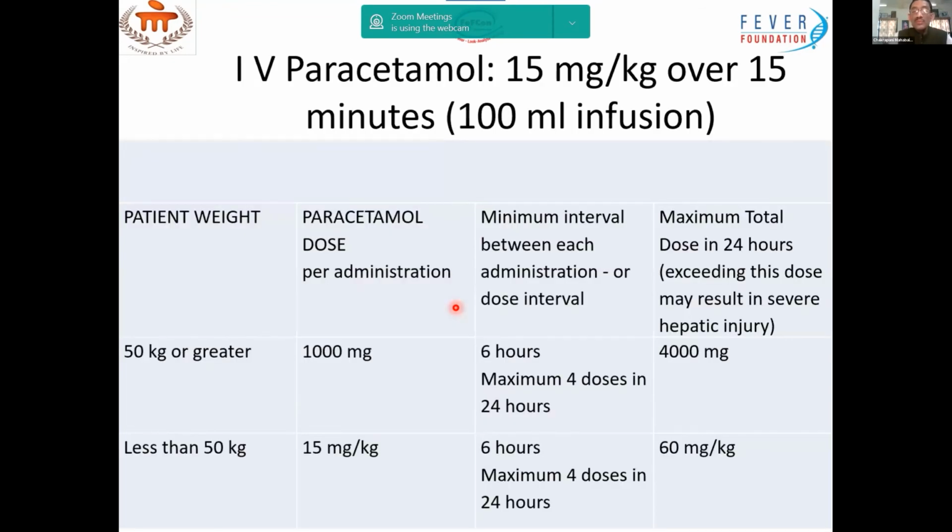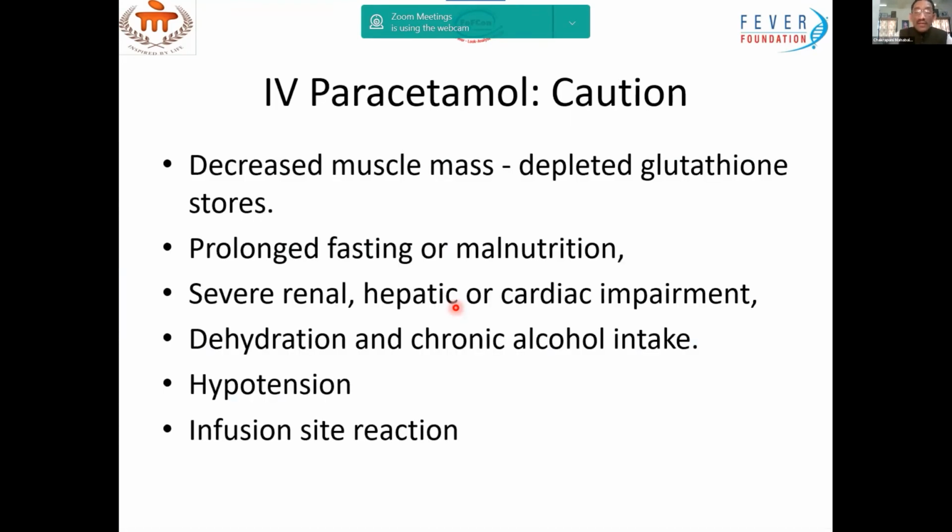IV paracetamol is to be used at the dose of 15 mg per kg over 15 minutes in 100 ml infusions. There are some cautions. Whenever there's decreased muscle mass, depleted glutathione stores will be there, and there will be sudden toxicity. And same is the case if there is prolonged fasting or malnutrition. Be careful when a patient has got renal, hepatic, or cardiac impairment, and if there's dehydration or chronic alcohol intake, it can produce hypotension, it can produce infusion site reactions.